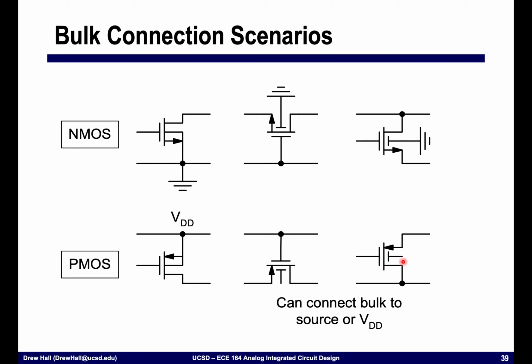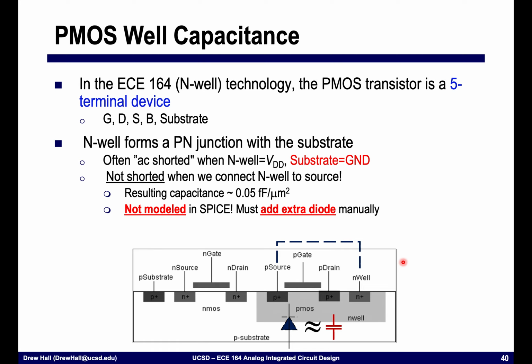There are some implications of this, though, one of which is that depending on where we connect the body, we can add an additional capacitance term to our small signal model. And so if you were to look at the cross-section again, you'll see very quickly that there's another reverse bias diode here, and that's from my P sub to my well.